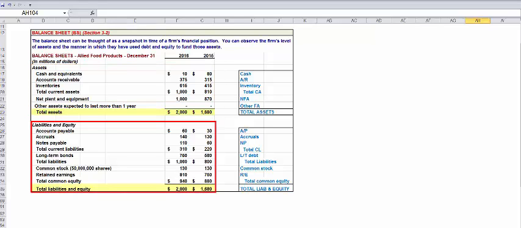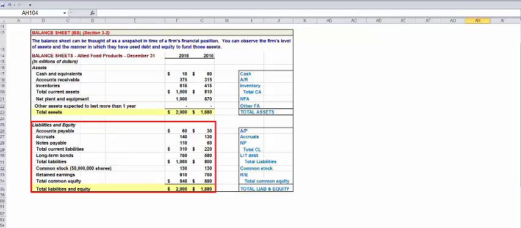On the liability side, liabilities are listed in the order they must be paid. Current liabilities are those due within 1 year: accounts payable, accruals, and notes payable. Those three in this case total up to total current liabilities. Long-term bonds is long-term debt. Current liabilities plus long-term debt is total liabilities.